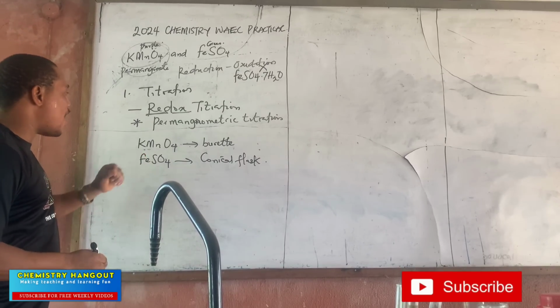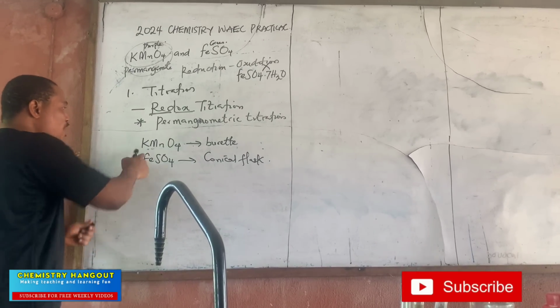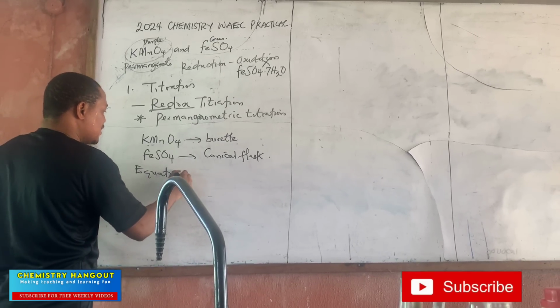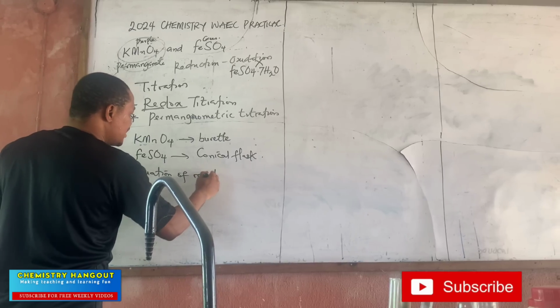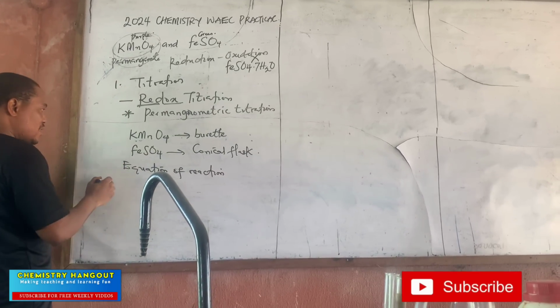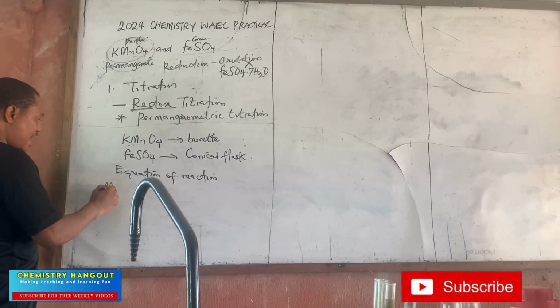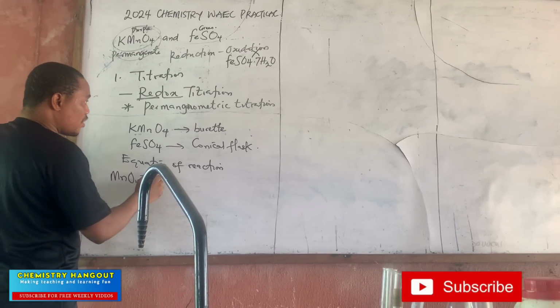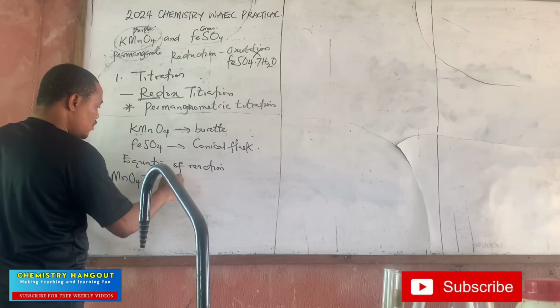So with this now, what will happen? The equation of the reaction is going to look like this. You know, we have MnO4 minus, okay? Then we have plus iron 2, okay?